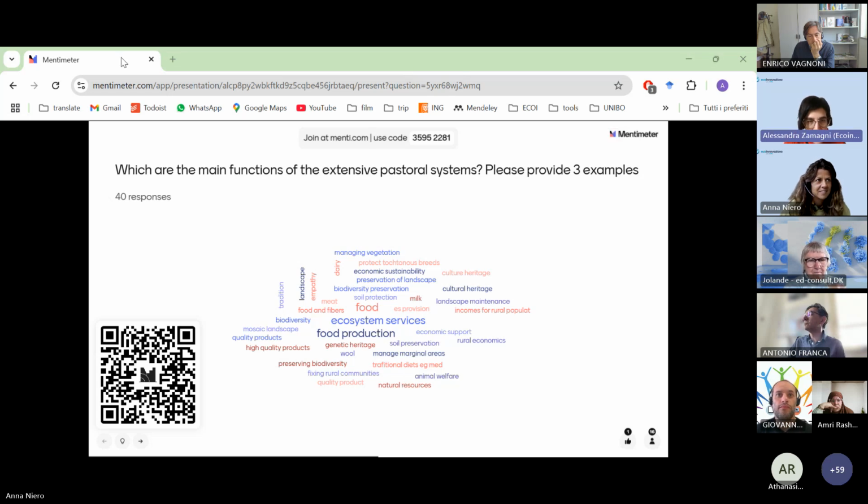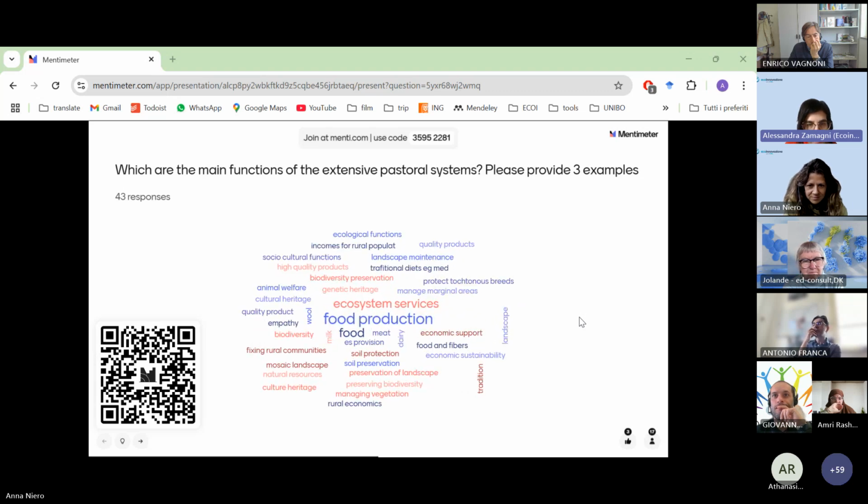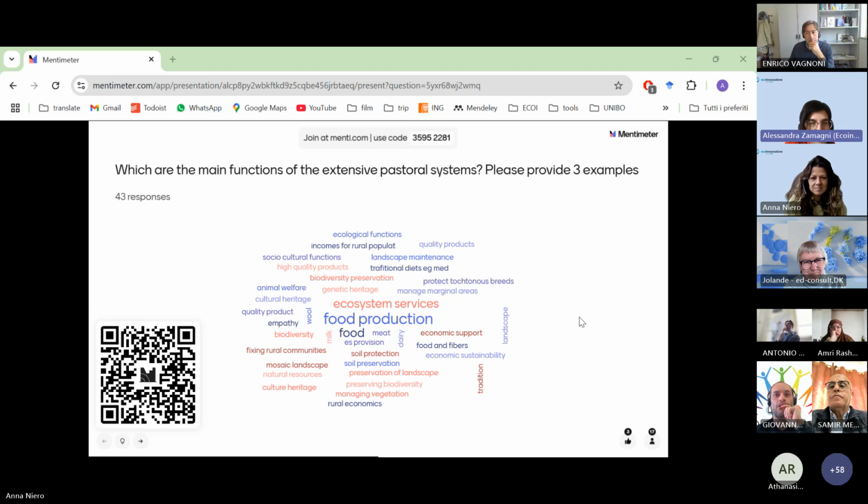So ecosystem services is a topic that recurs a little bit more than others, together with food production. And then we have many different kinds of functionalities, which all seem to be at the same level, such as preserving biodiversity, genetic heritage, managing marginal areas, protecting traditional diets, such as the Mediterranean, landscape maintenance, ecological functions, socio-cultural function. That's quite many.